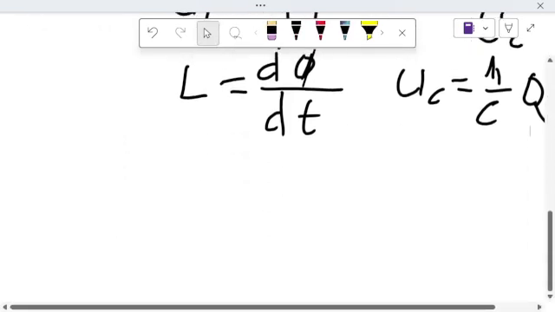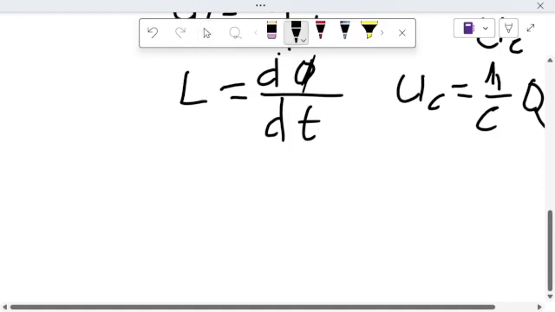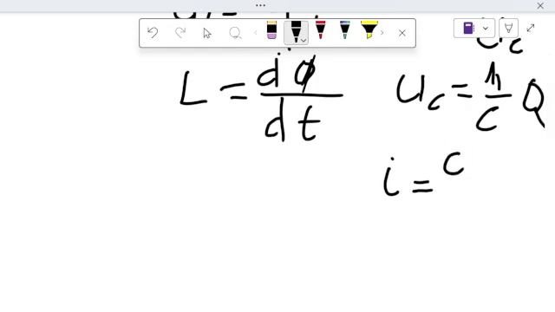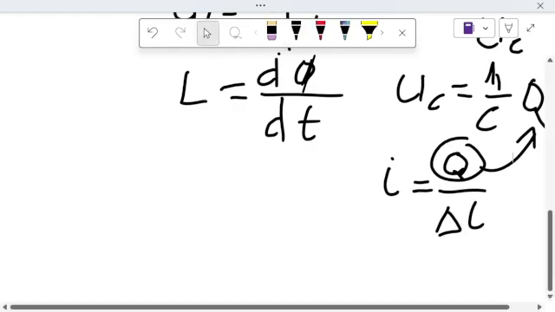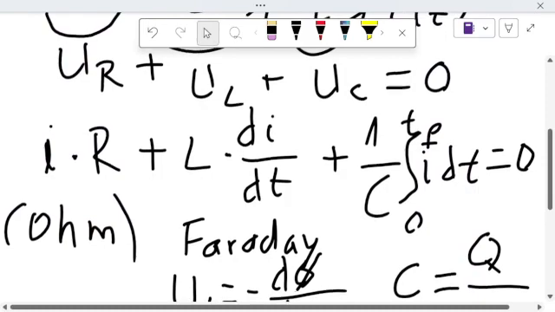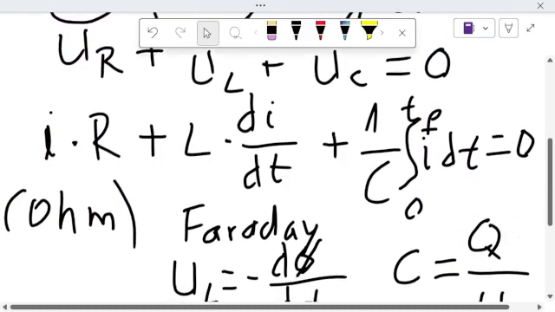So we know how we define intensity. That means the charge that travels in a period of time. So we can take this, put it here, and obtain the equation, and continue in that way.